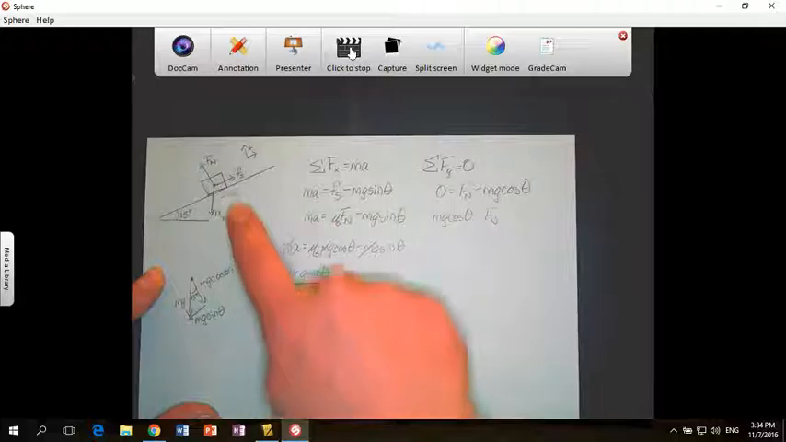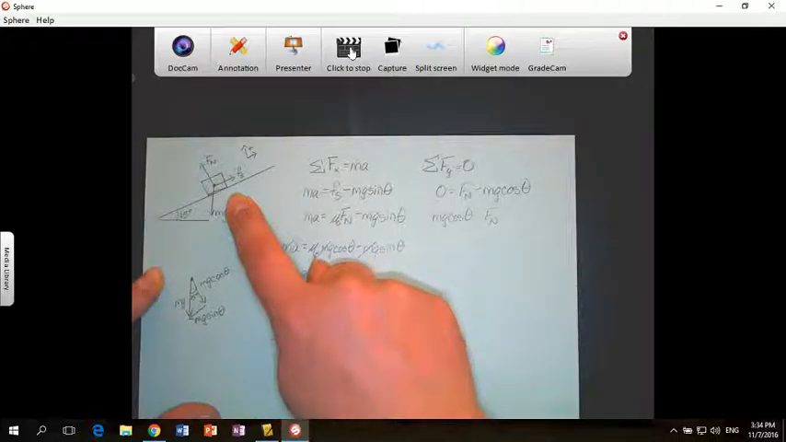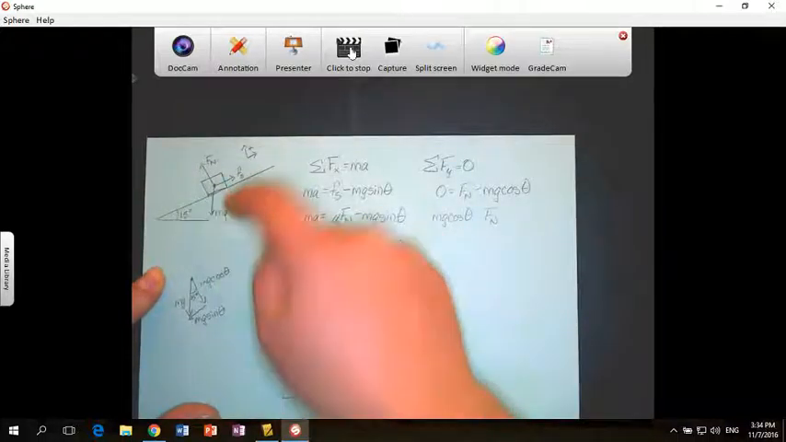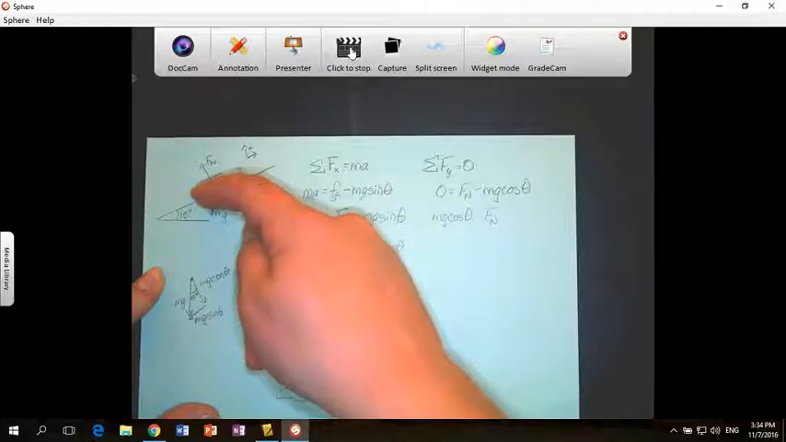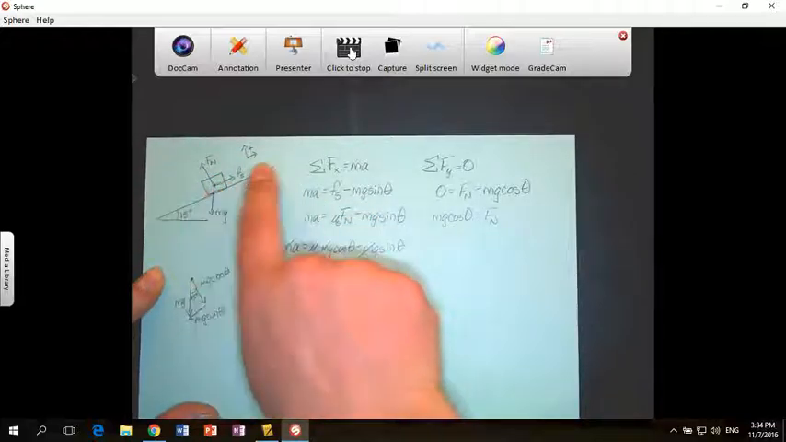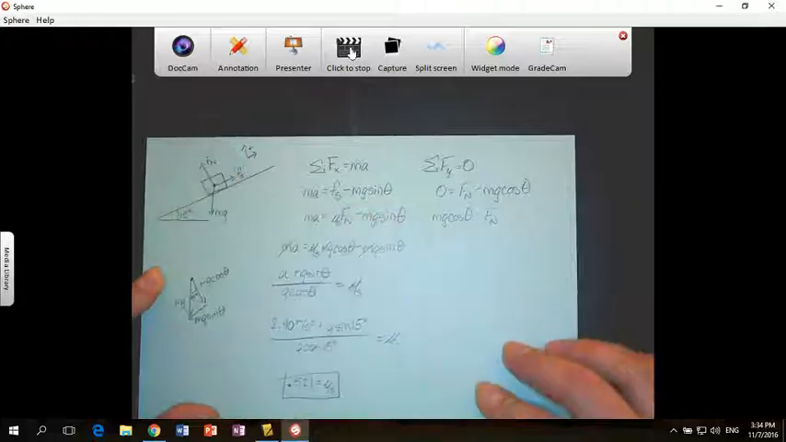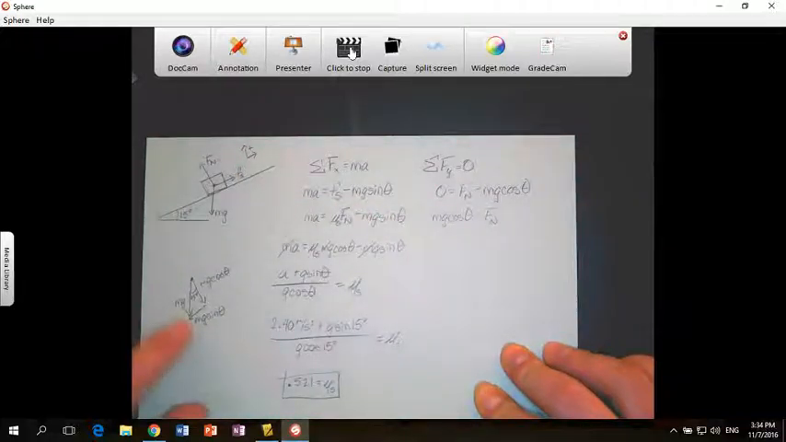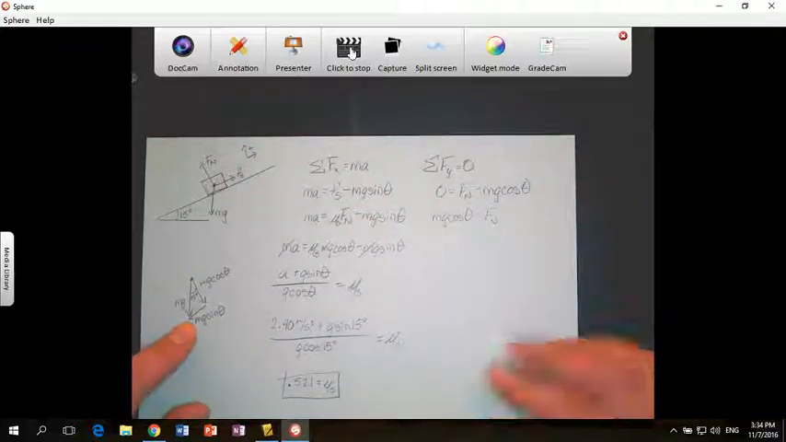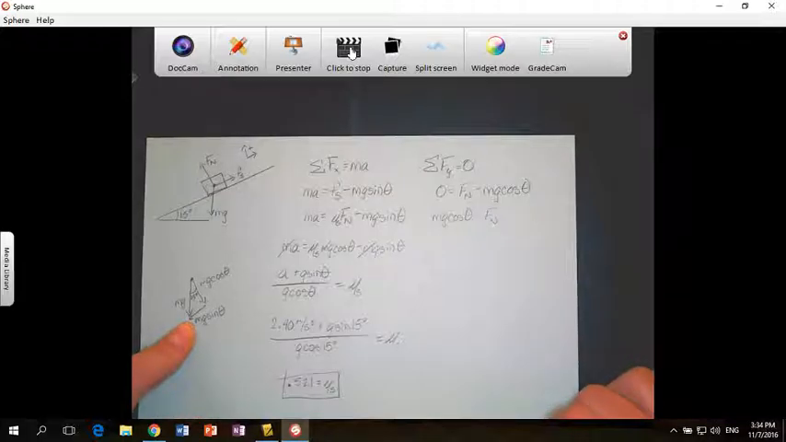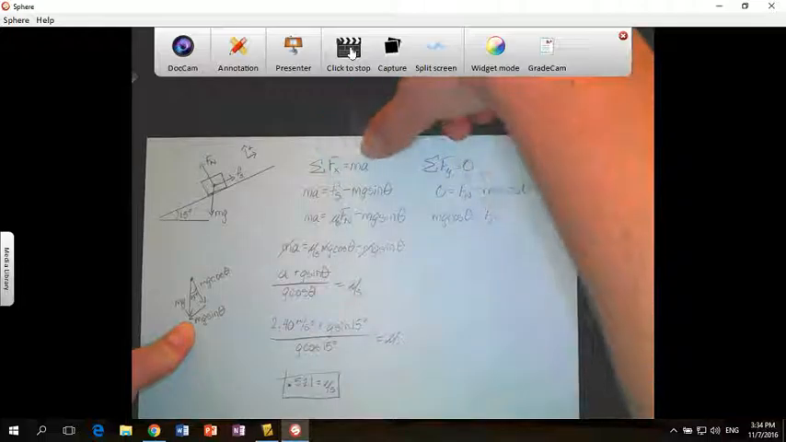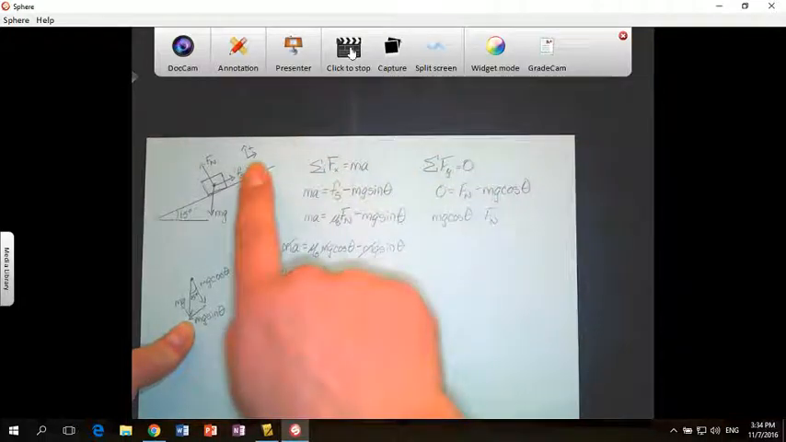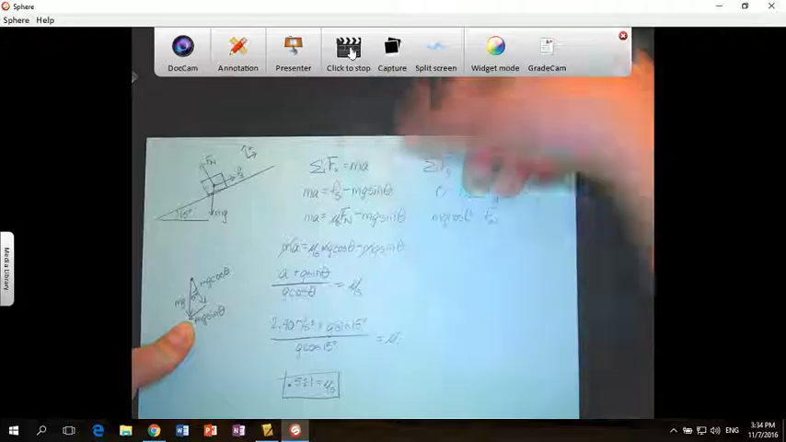So you can see here that I have my free body diagram. Gravity is straight down. The box would slide this way, so static friction acts upward, and then we have our normal force. And then just off to the side, I drew my triangle for breaking up gravity into its components. So I'm going to look at the sum of the forces in the x direction. Remember, I tip my axes when I'm on an incline.